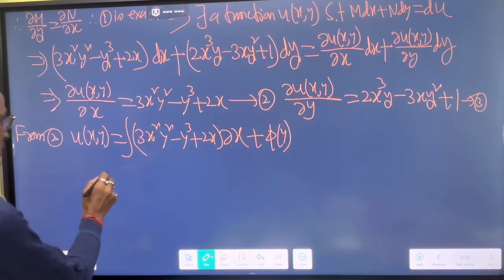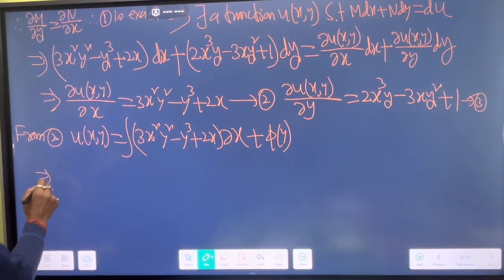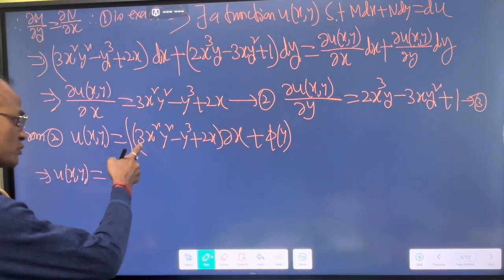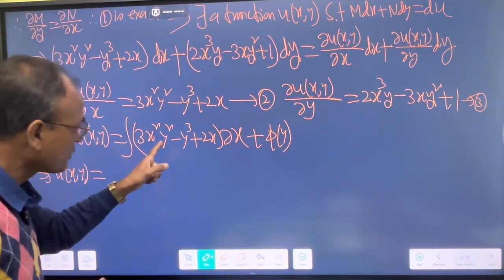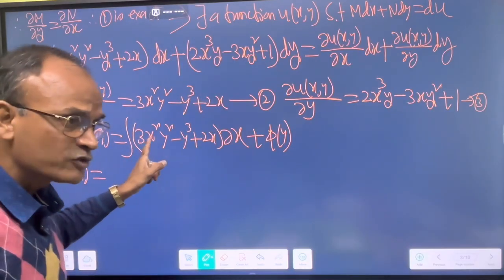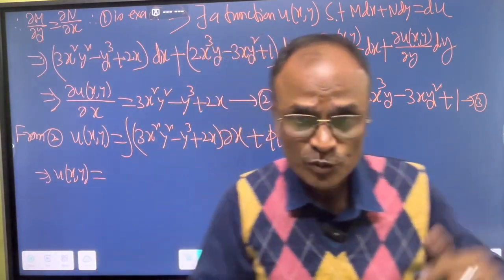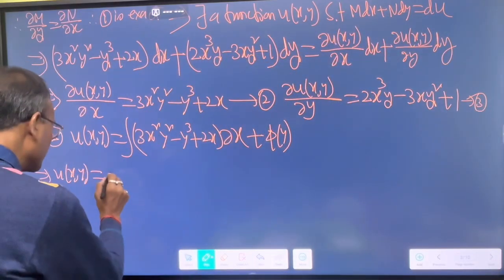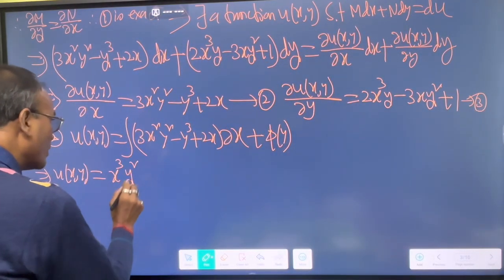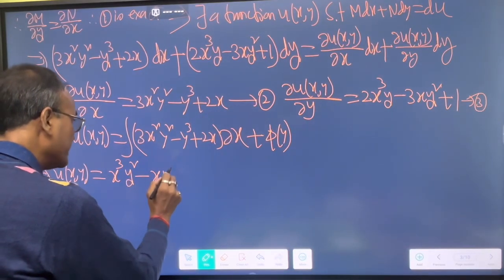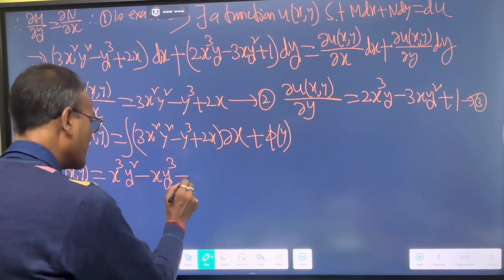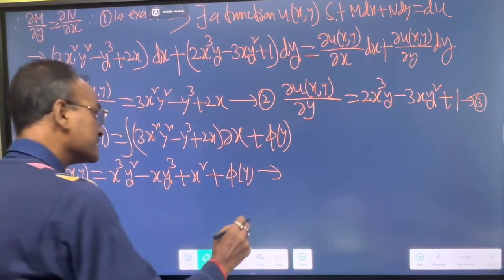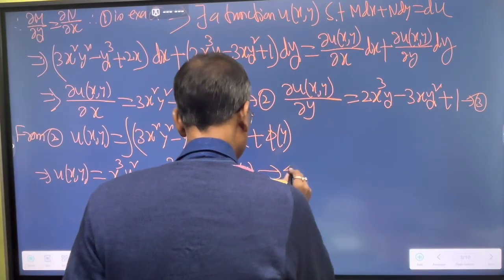This means u of x, y equals, with respect to x, treating y as constant, so y square is constant. What is the integration of x square? The integration of x square is x cube by 3. It will be x cube y square minus x y cube plus x square plus phi of y. Suppose this is number 4.